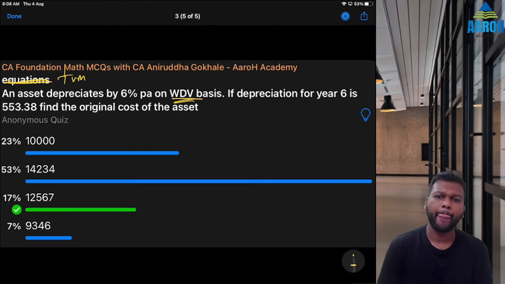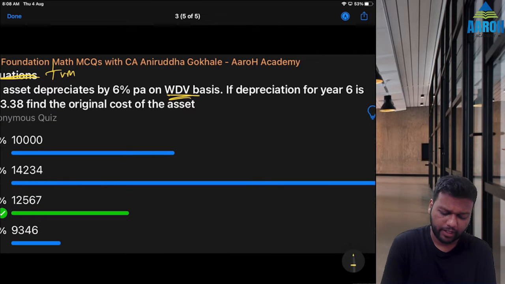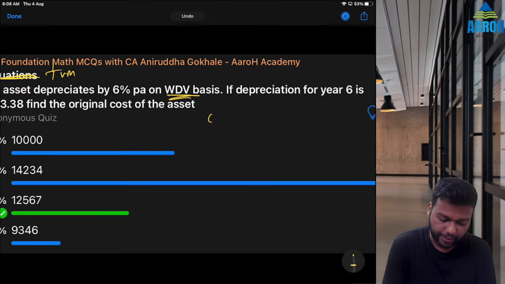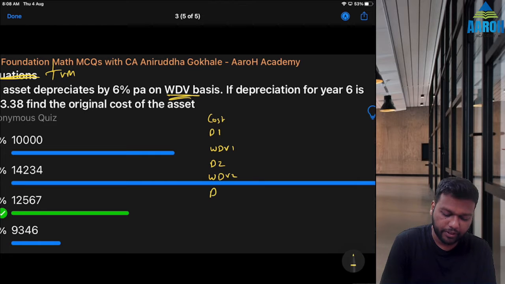Concentrate. Depreciation for year 6 is 553.38. Now let me write it like this, but if you understand logically, then no need to write even in exam. Year 1, so there will be some original cost, right? Then there will be depreciation for year 1, let me write it D1. Then it will be WDV at the end of year 1. Then depreciation for 2, WDV for 2. Depreciation for 3, WDV for 3. Depreciation 4, WDV 4, and so on.